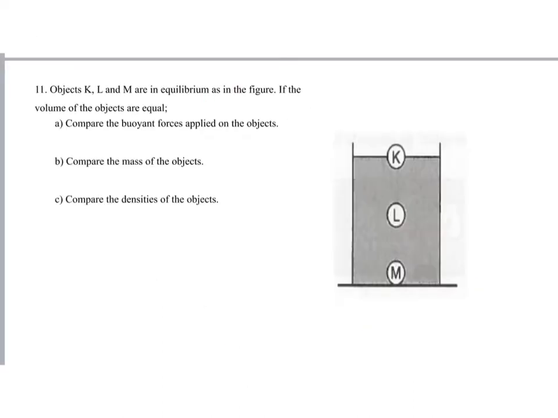The objects K, L and M are in equilibrium as in the figure. If the volumes of the objects are equal, they have the same volume. So first I'm going to compare the buoyant forces applied on the objects. You know that the upthrust force is equal to the density of the liquid times the immersed volume times g. They are in the same liquid, so the density of the liquid is the same.